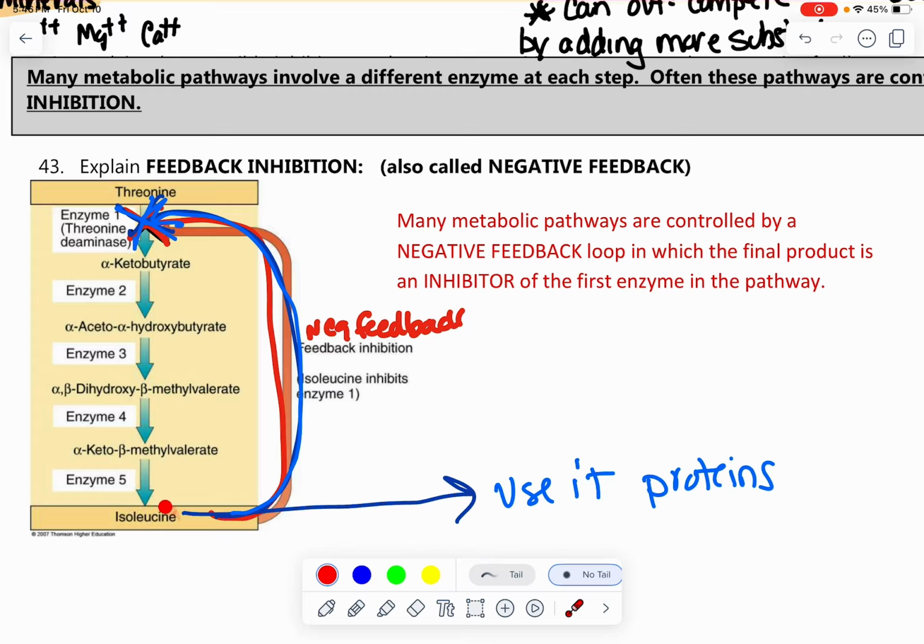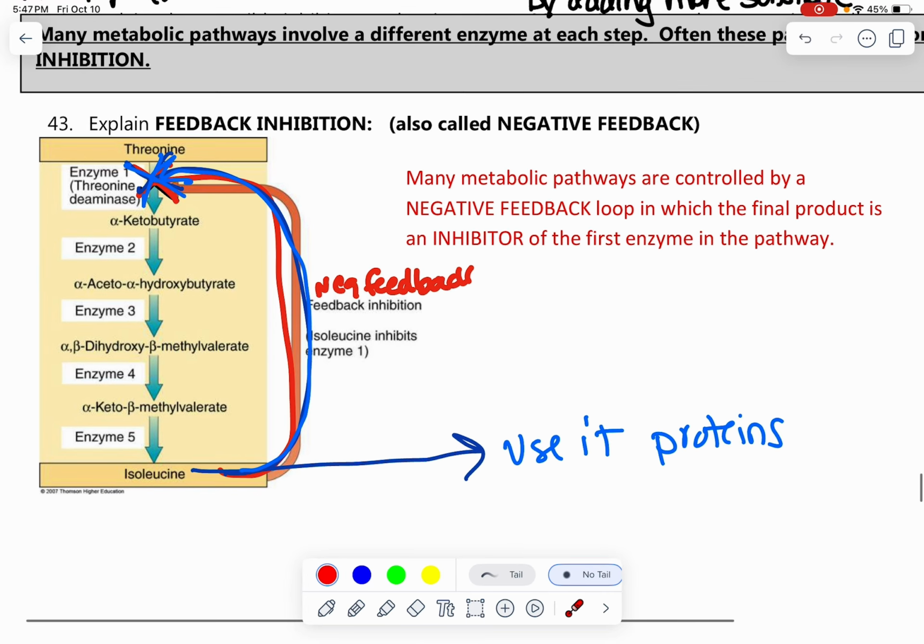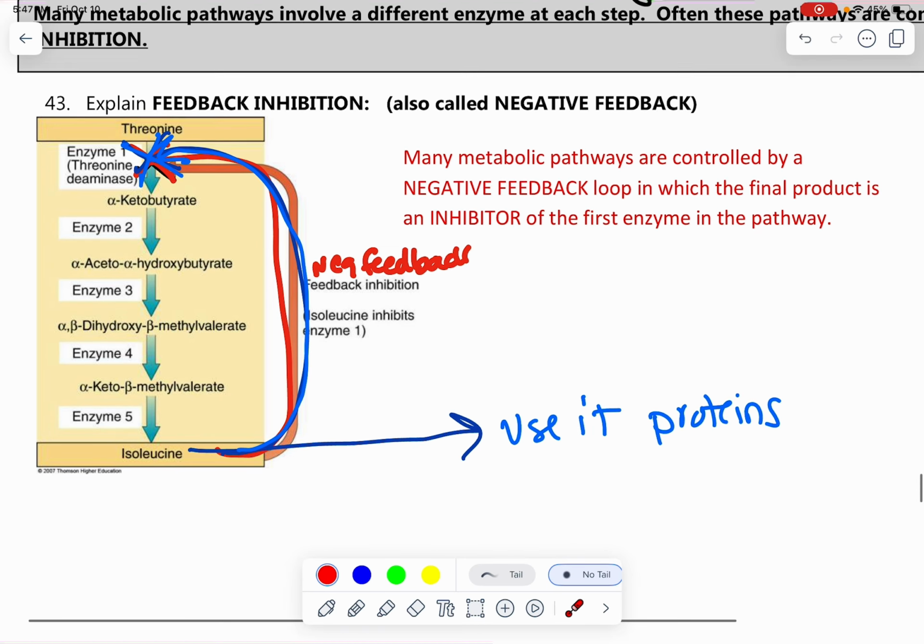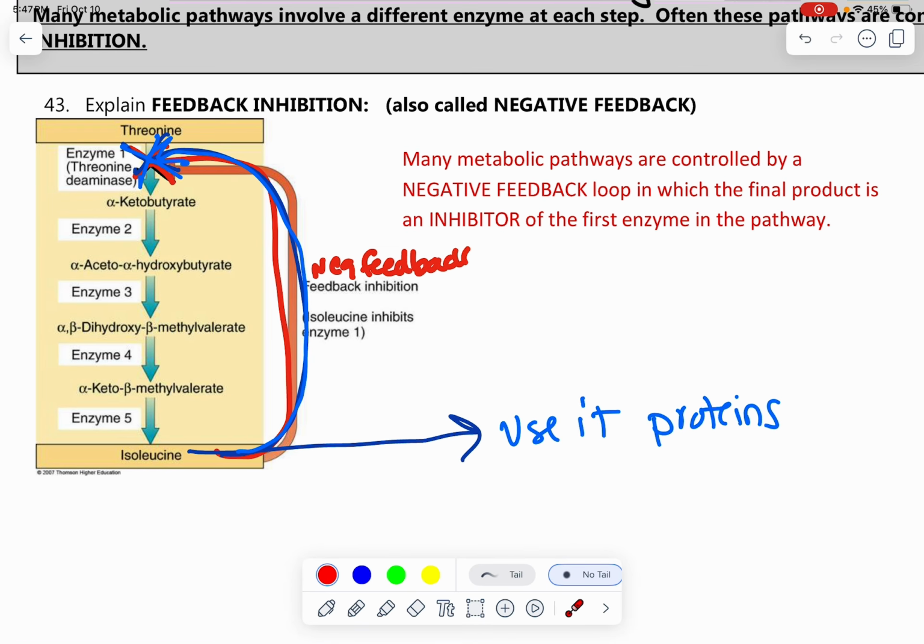Once isoleucine then goes low in the cell again, there's going to be less of it. It's going to come off of that enzyme, and that enzyme will become active again and so forth. So that's a negative feedback loop, also called feedback inhibition. And that is the rest of the enzyme notes. That is it.